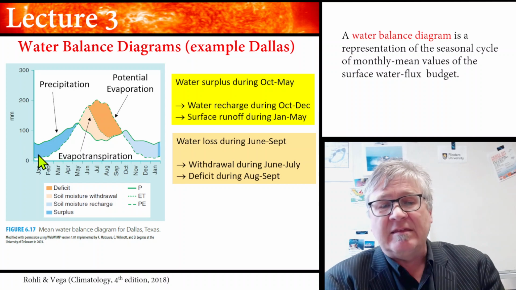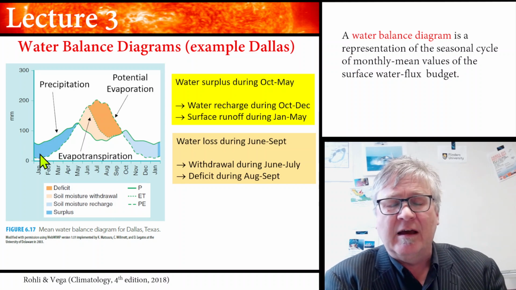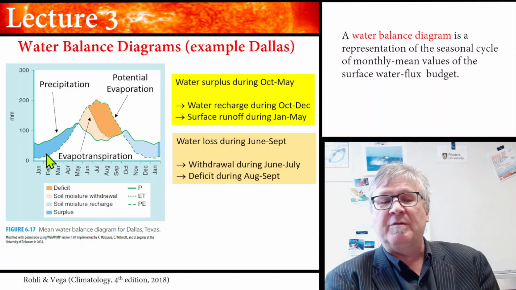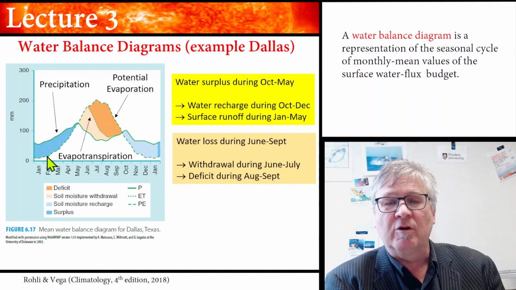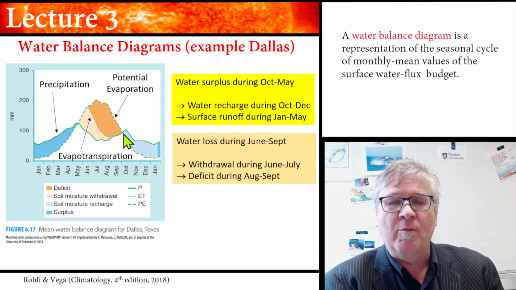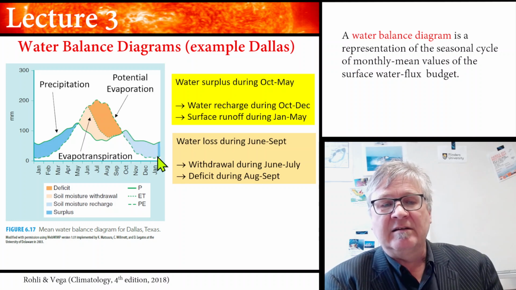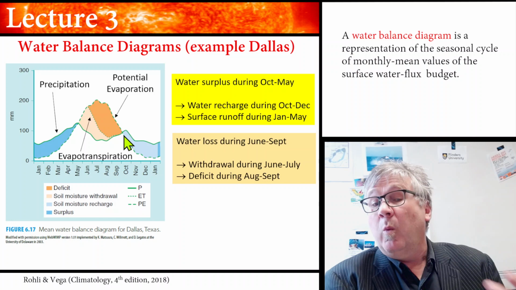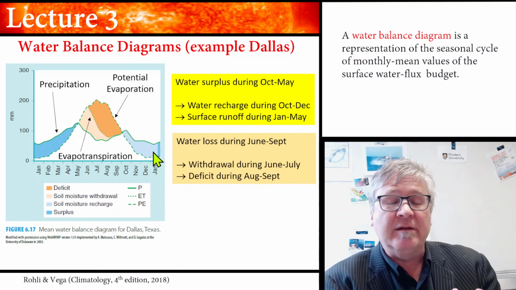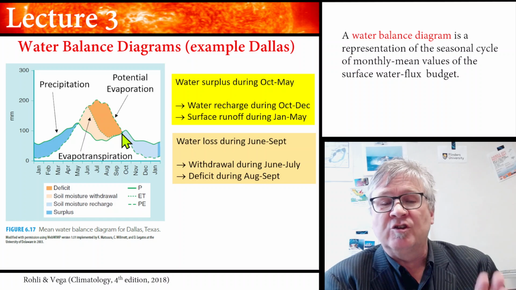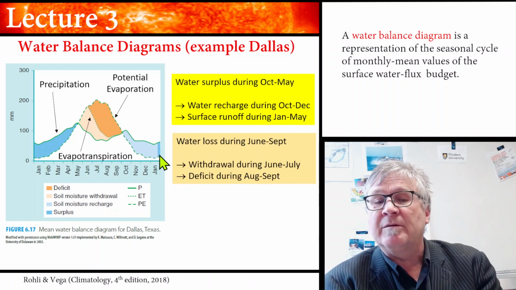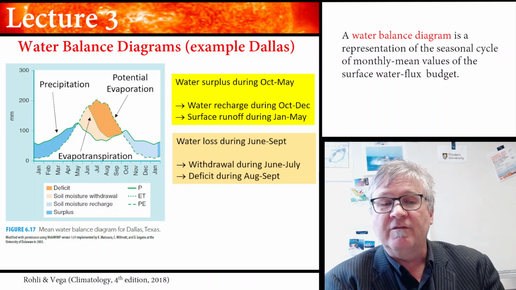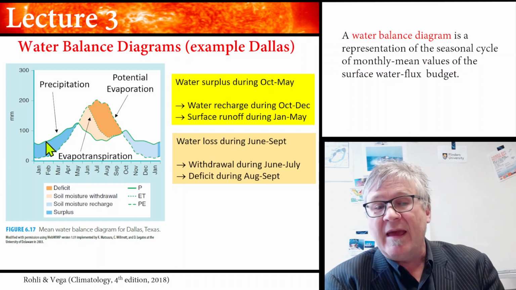If you look at the key messages here, you look at times where you have an excess of precipitation, a water surplus, and these are the blue regions. Water surplus starts in October and lasts until May. One part of that period is used to recharge the soil, October to December, the light blue. Then the soil is saturated, and you get a surface runoff period from January to May.